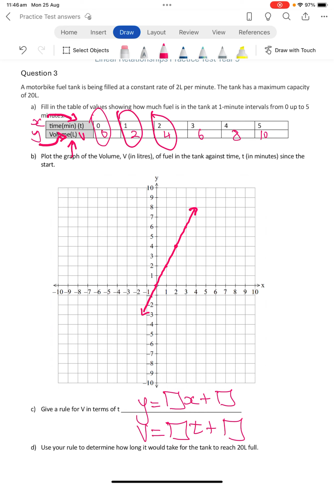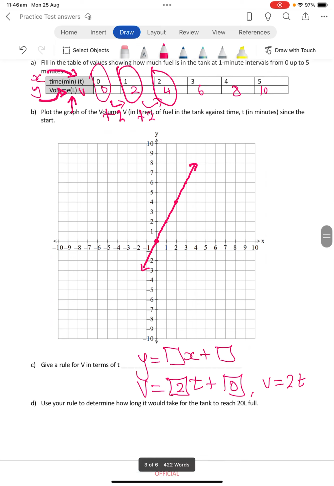If you recall, in the second box here, we have when x is 0, what does y equal? As you can see, we're right on the origin, so that's going to be plus 0. And then there's a couple ways you can find this other box. One way is looking at the table and going, what am I adding up by each time? Well, I'm going up by 2, aren't I? So that means my gradient is 2. And so you could rewrite this as v equals 2t, and that would be your final answer.